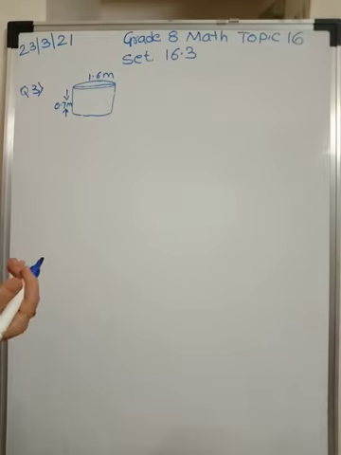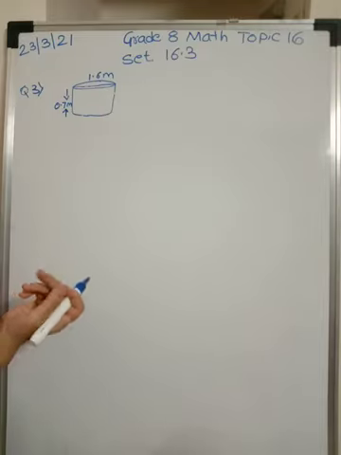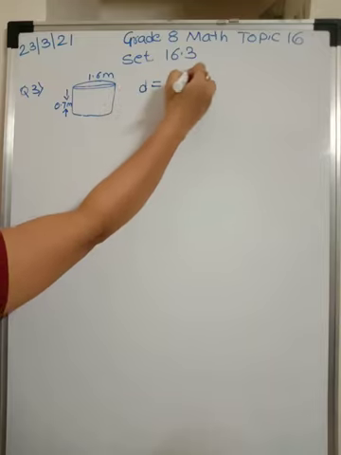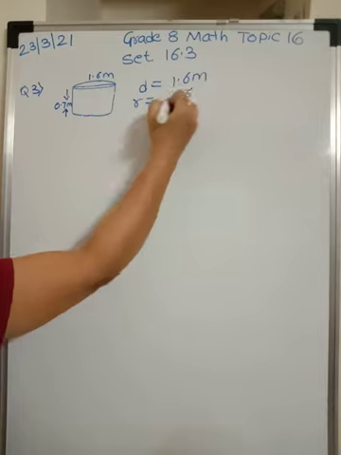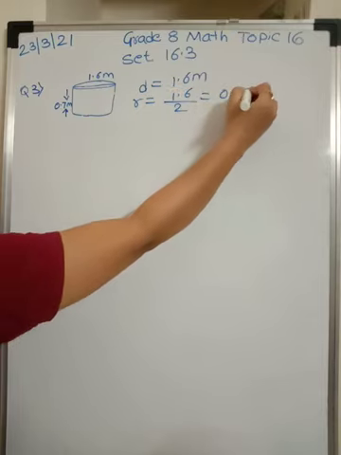Nothing but you are going to calculate the volume of the tank. Shape of the tank is nothing but cylinder. So let us write down first. Diameter is 1.6 meter. So radius would be 1.6 upon 2, which is equal to 0.8 meters.